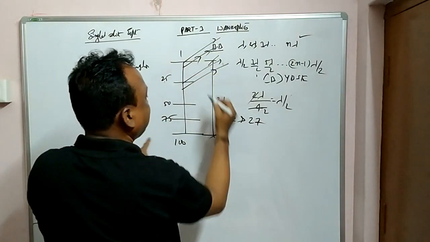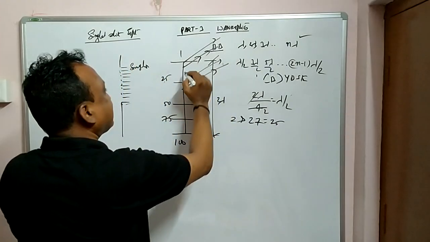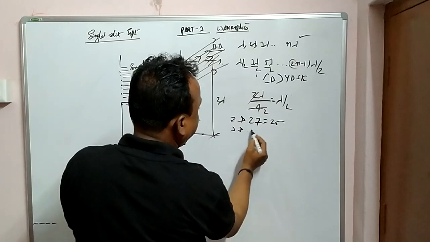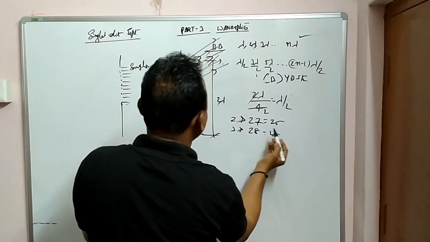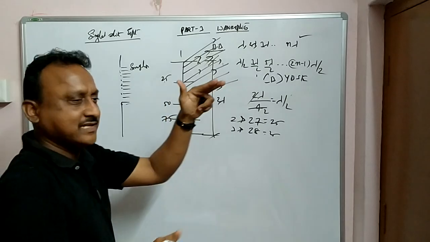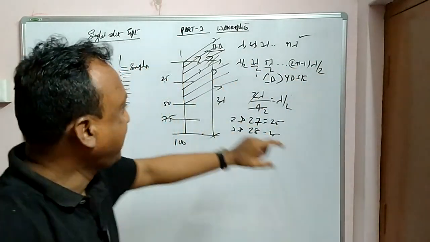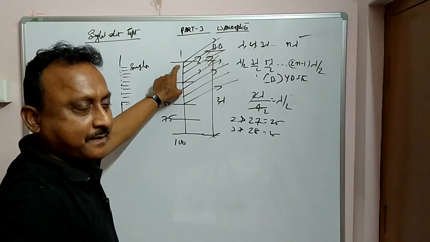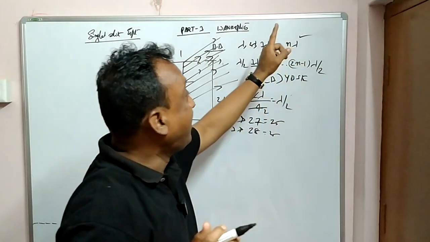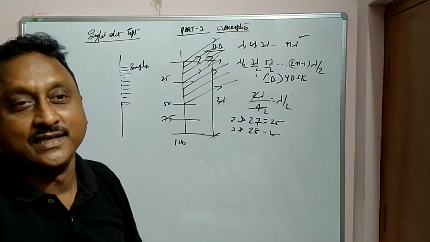27 light. What is the difference? 25. Okay. The same way third light and 28. Again 25. So like that, if you see the light rays, between any two light rays the distance is maintained as 25. Just as an example, I am telling you how to explain why this bright is becoming a dark band in diffraction.